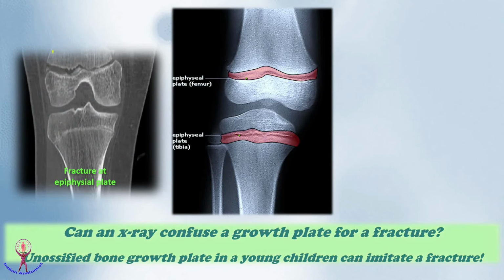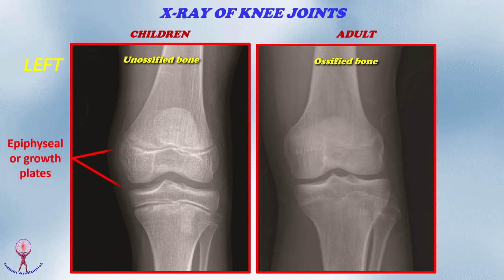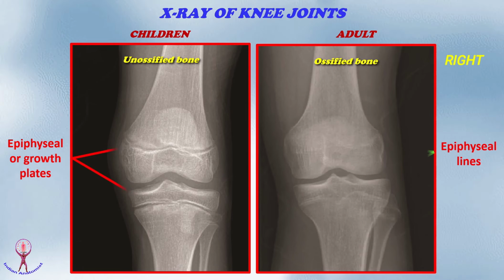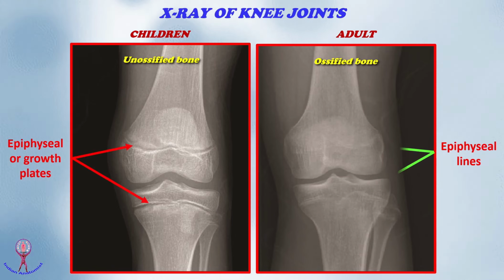An ossified bone growth plate in a young child can imitate a fracture. Towards the left side, the X-radiograph image shows the unossified shaft, with separate metaphysis and epiphysis. The black gap represents the epiphyseal plate. At the same time, on the right side, in adults, the metaphysis and epiphysis are completely fused, and the epiphyseal plate is replaced by the epiphyseal line, a remnant of the growth plate.